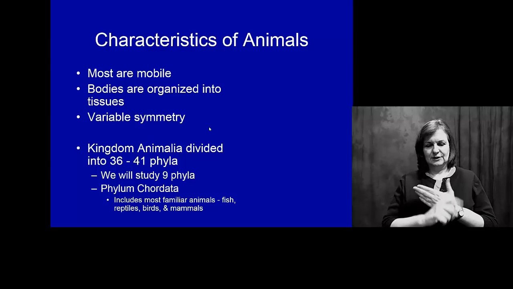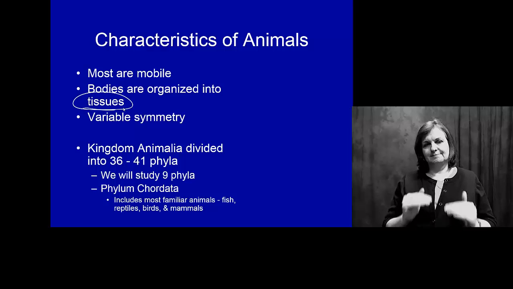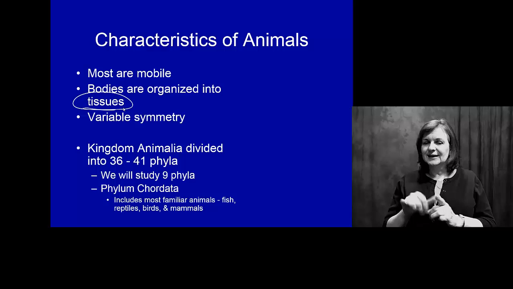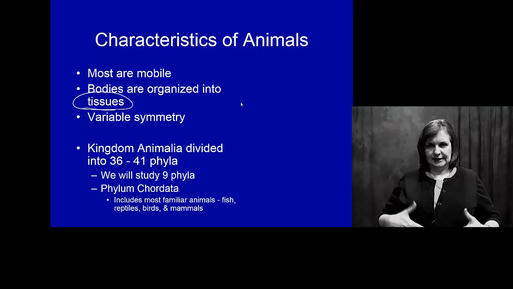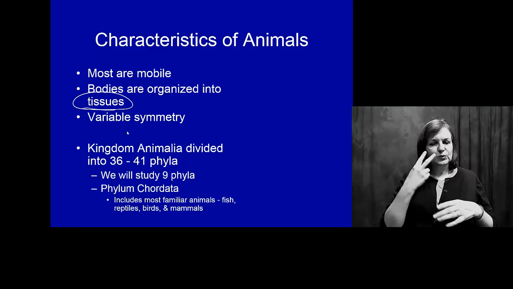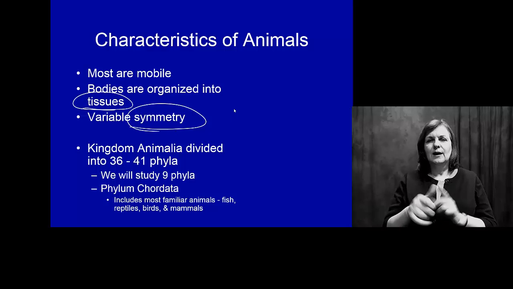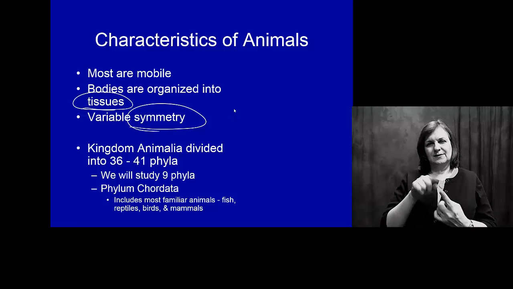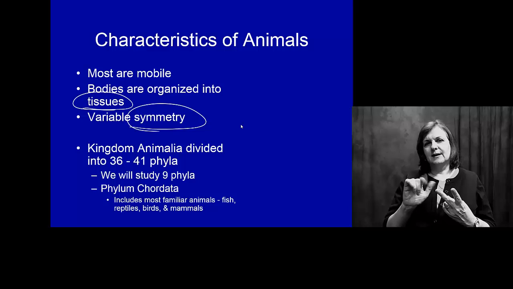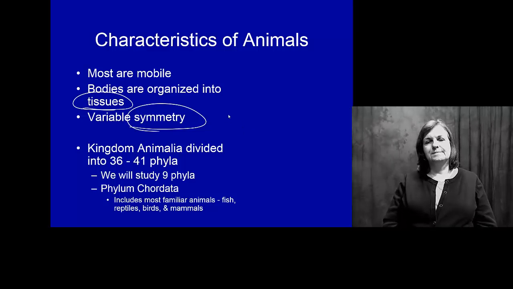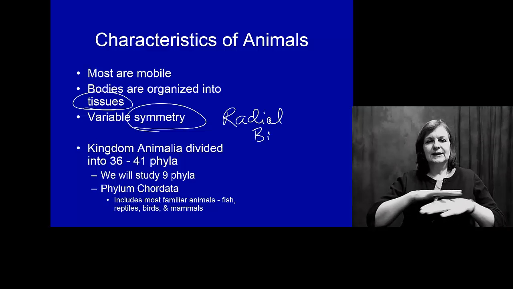We look at all of them as being organized into tissues, so we're going to have to take that multicellular feature, build tissues, and then organ systems. Their symmetry is variable. Their symmetry is how they can be divided out, so we'll look at different types of symmetry there, primarily radial and bilateral.